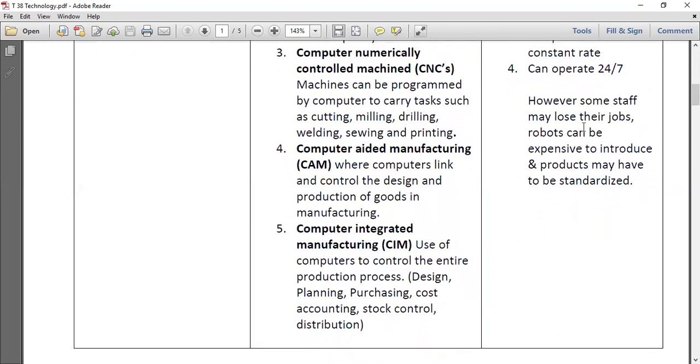However, these are the evaluation points of using technology in production. Some staff may lose their jobs, called redundancy, an unemployment problem, and also robots can be expensive to introduce. It's an expensive method, and also the products may have to be standardized.